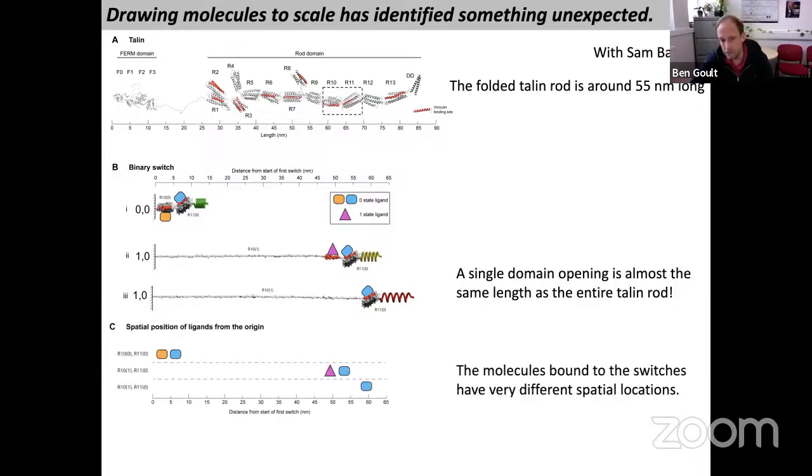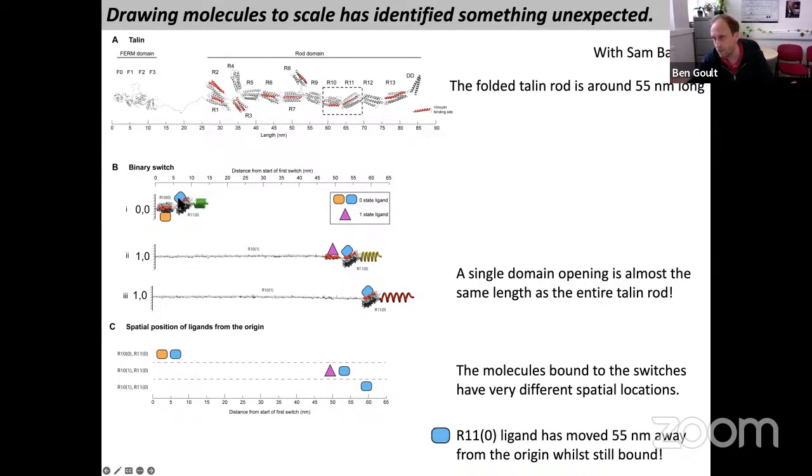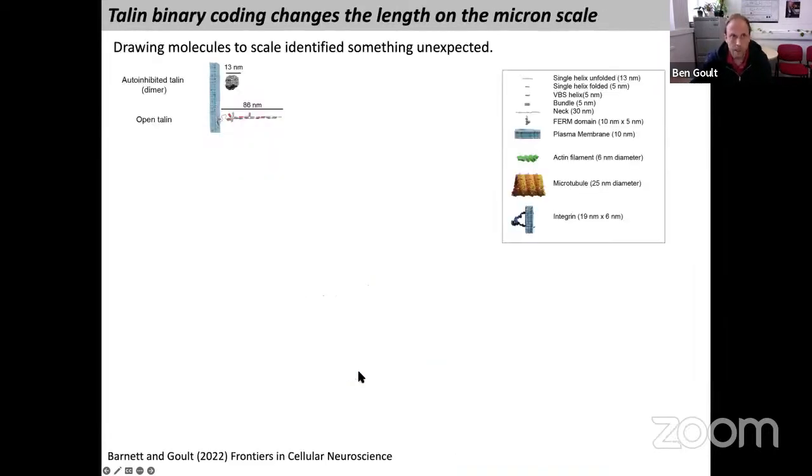And if you look at the spatial organization of those molecules which are sat on it with these hypothetical orange and blue and pink shapes, then they've been relocated dramatically as a function of that single switch opening. So with the switch which is opened, you've got the change in binding partners. But perhaps more interesting is the cyan guy, who is still bound to the same site he was before. He's just 55 nanometers further away from where he was before this unfolding event.